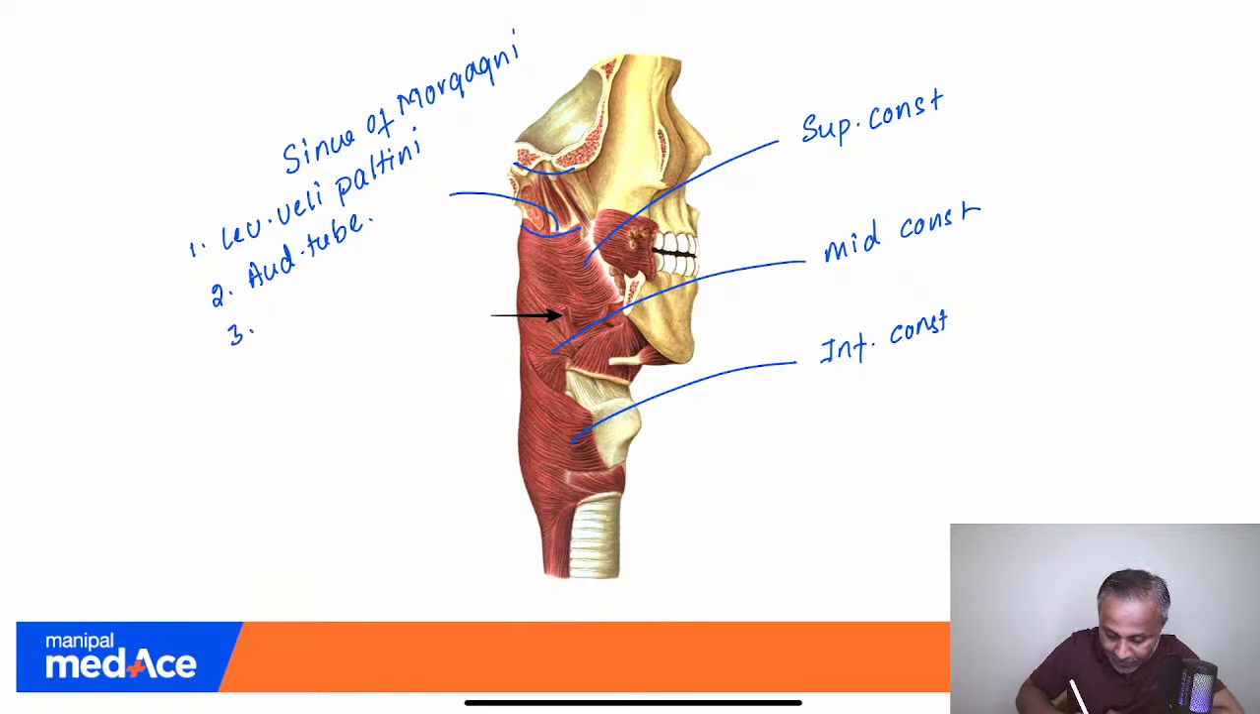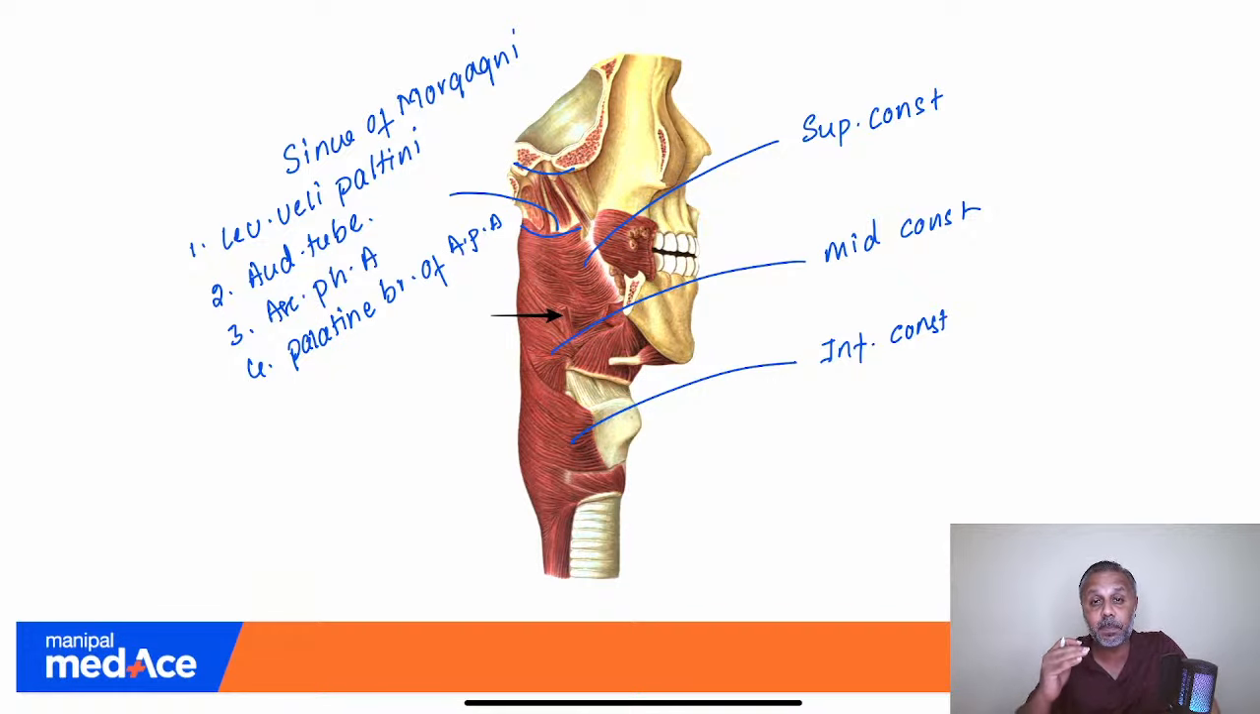Then you have the ascending pharyngeal artery. The fourth one is also an artery that comes from the ascending pharyngeal artery, the palatine branch of the ascending pharyngeal artery. So these are the four structures which pass above the superior constrictor, between the base of the skull and the muscle, within the sinus of Morgagni. The next important space is between the superior constrictor muscle and the middle constrictor. This space allows passage of two important structures.